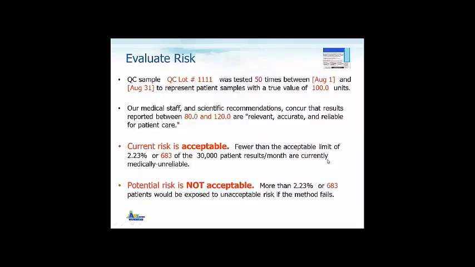Finally, you have a process in the process of quality control. You can look at one little part of this report and just see current risk is acceptable, potential risk is not acceptable. And you can see the numbers behind that. This is the premise that the QC sample was tested to represent patient samples with a true value of 100 units. Our medical staff and scientific recommendations concur that results between 80 and 120 are relevant, accurate, and reliable for patient care. Current risk is acceptable, potential risk is not.